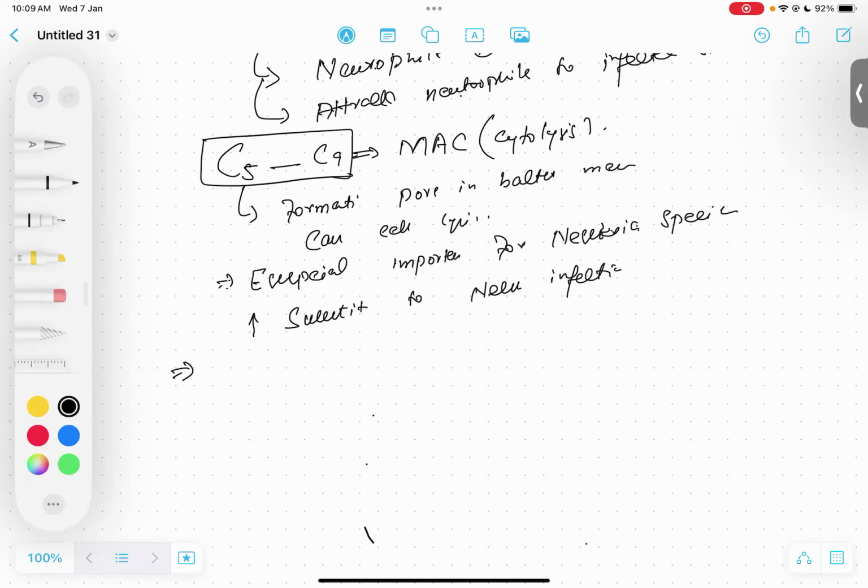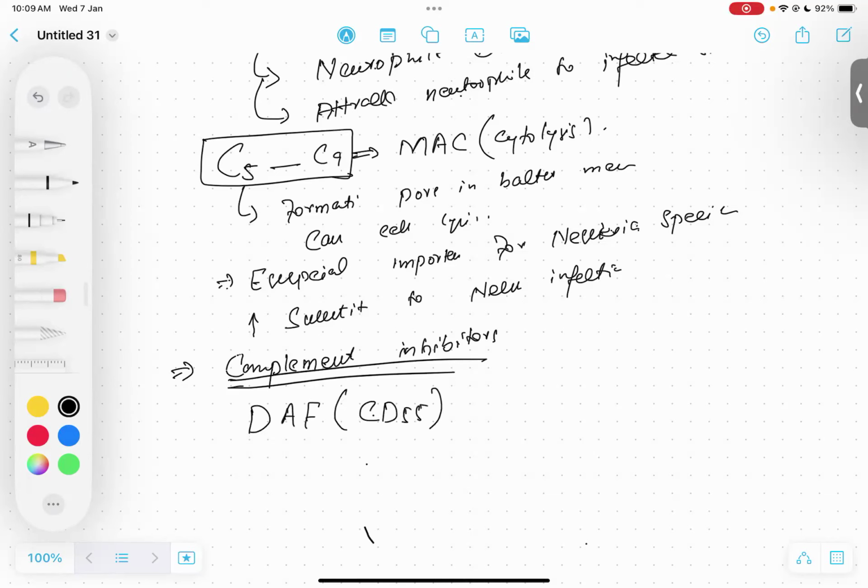So we have some complement inhibitors as well that will inhibit the complement system from activation and prevent the cascade of the complement system. So these are two different types of complement inhibiting proteins. First is DAF, which is also called CD55, and the other one is C1 esterase inhibitor.